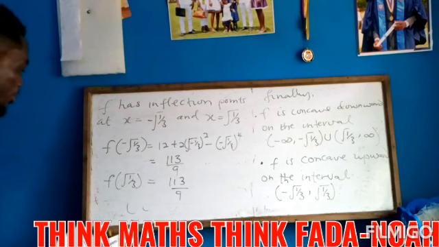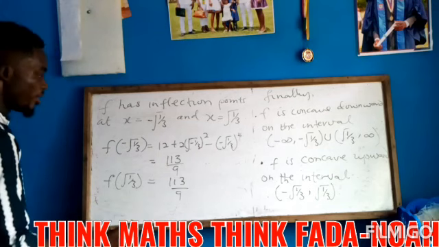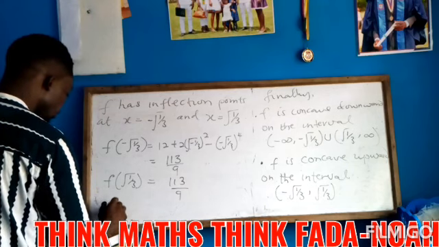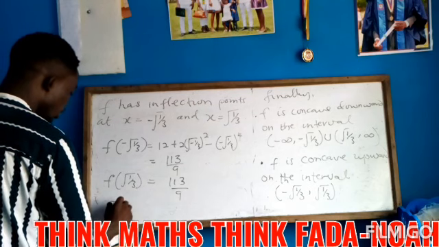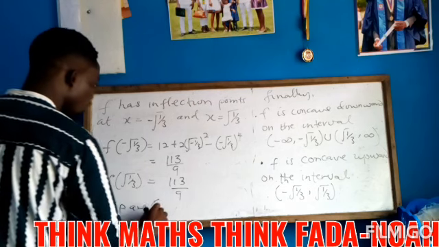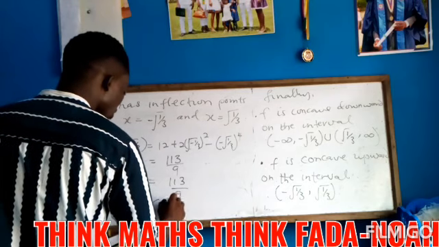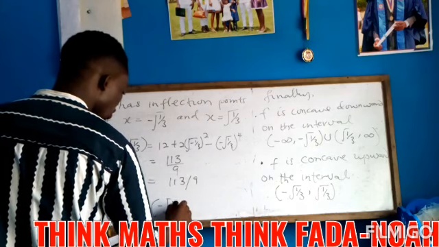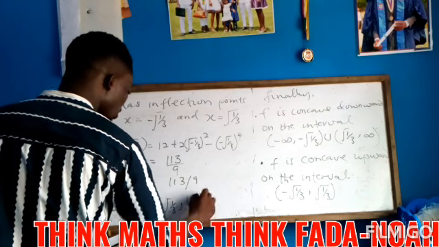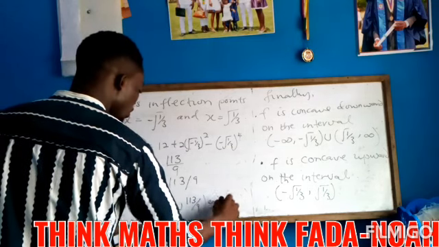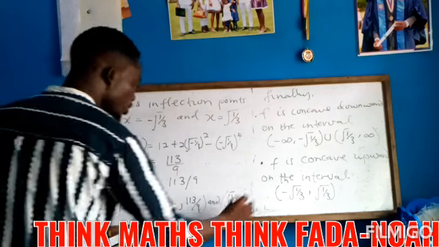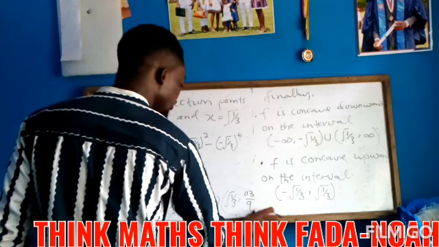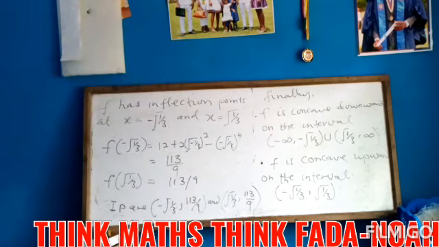Alright, so the inflection points are now the x and y values. So the inflection points are minus root 1 over 3, comma 113 over 9, and root 1 over 3, comma 113 over 9. So this is our point of inflection.